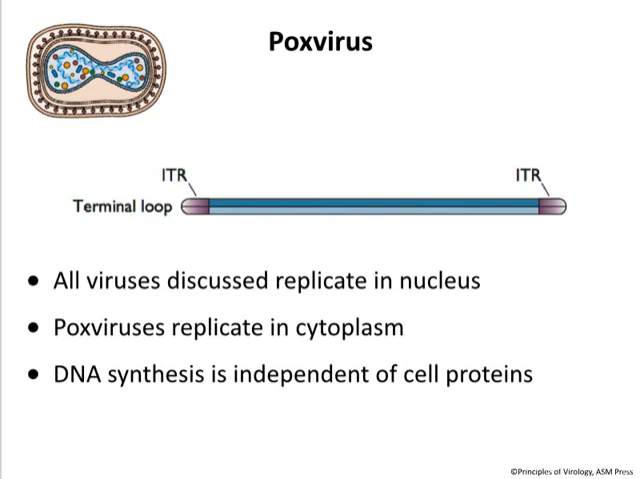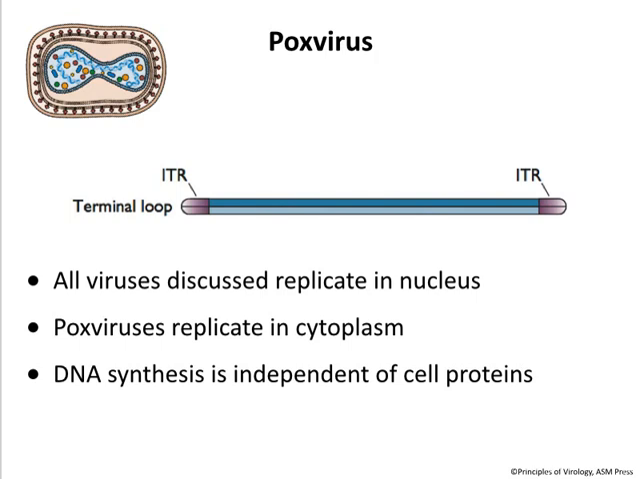And that brings us to pox virus, which is the one virus we're talking about that replicates in the cytoplasm. And because it does, it's had to make its own DNA synthesis machinery. It's not going to find any of the host cell DNA replication proteins in the cytoplasm. So this viral DNA, when it enters the cell, it gets put in the cytoplasm. But it still has to make the proteins to replicate its genome.